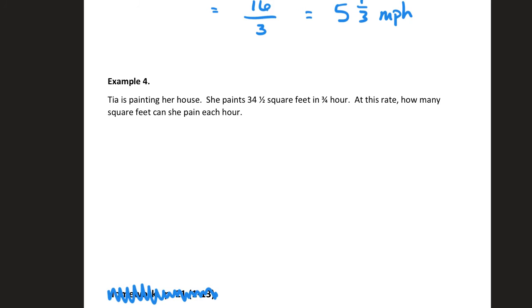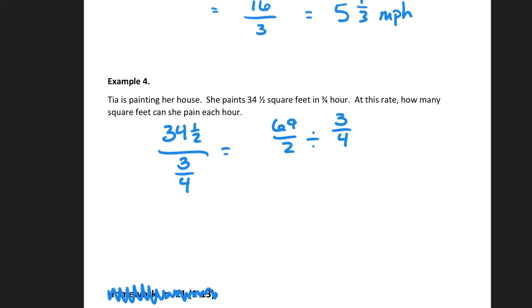One more problem. Tia is painting her house. She paints 34 1/2 square feet in 3/4 of an hour. At this rate, how many square feet can she paint each hour? Okay. So again, we take that 34 1/2 divided by 3/4, right? So first thing we need to do is convert that 34 1/2 into an improper fraction. 2 times 34 is 68 plus 1. So we have 69 over 2 divided by 3/4.